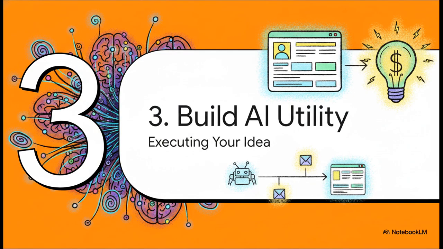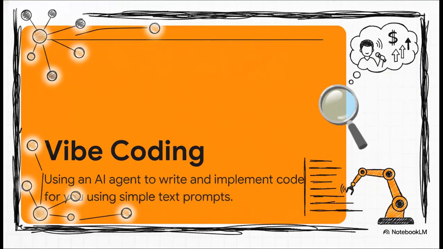All right, Section 3, building your AI utility. Now, if you're sitting there worried because you don't know how to code, please don't be. You're going to use something called vibe coding. This just means you use an AI agent to write, edit, and implement all the computer code for you. You really want to think of yourself as the creative director here, rather than the bricklayer.